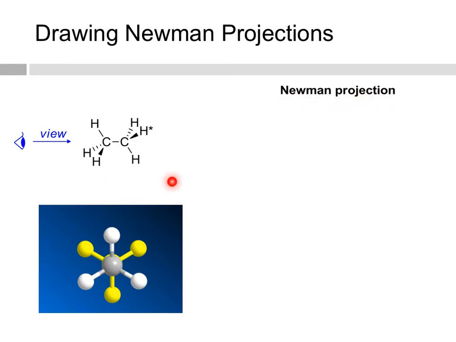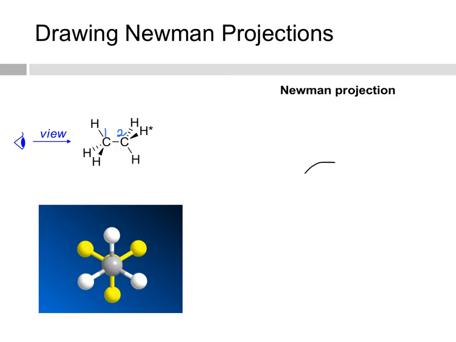Given a structure like this, first decide which bond you're looking down. For ethane, we're looking down the carbon-carbon bond, and we're viewing it from here. So just to make things easy, I'm going to label this carbon 1 and carbon 2. If you're viewing it from here, that means that carbon 1 is going to be directly in front of carbon 2. In fact, it's going to look like this picture here. So carbon 1 directly in front of carbon 2.